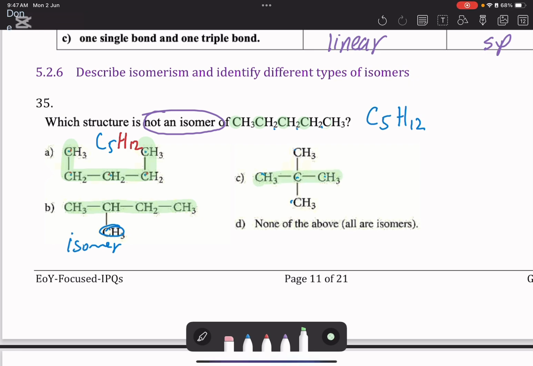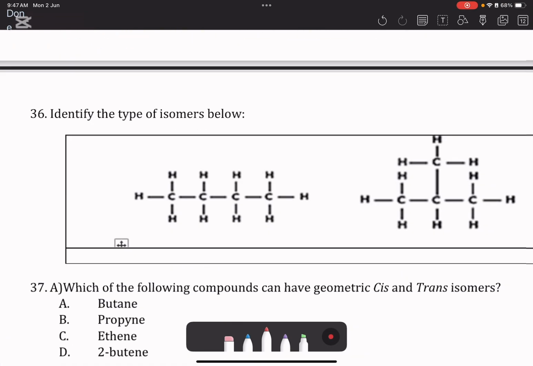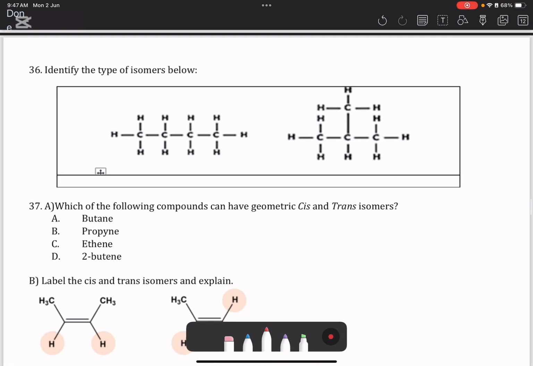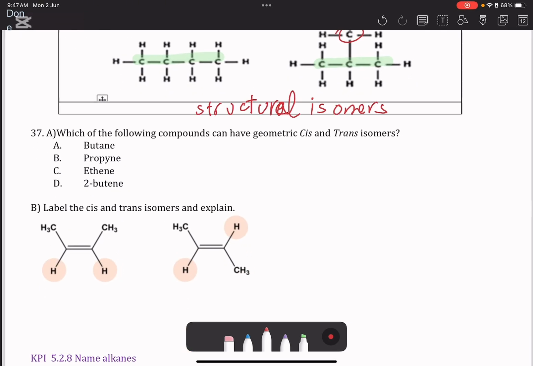That's also an isomer with a 3 main chain and 2 branches. So A is not the isomer. Moving on, identify the type of isomers below. So here's 4 straight carbons, 3 straight with 1 branch. So these are isomers where their structure is changed. So we call them structural isomers.